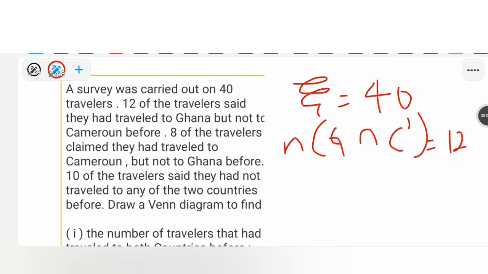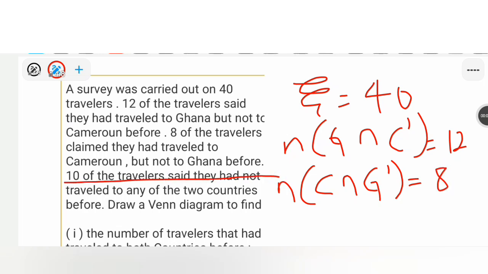8 of the travelers claim they have traveled to Cameroon, but not to Ghana. So 8 of them have gone to Cameroon, but not to Ghana. So that means we are priming Ghana now. So that will give us n(C intersection G prime). So the answer here, we are told, is 8.